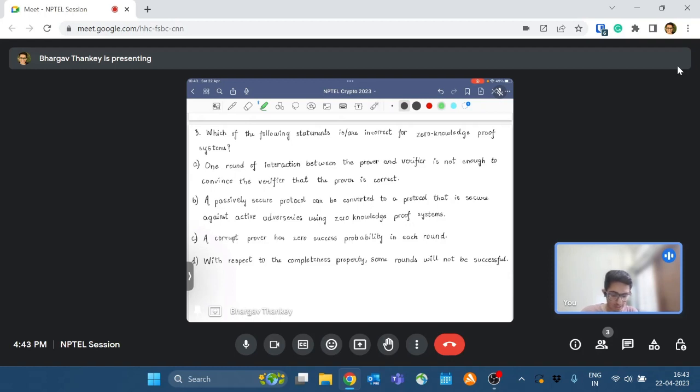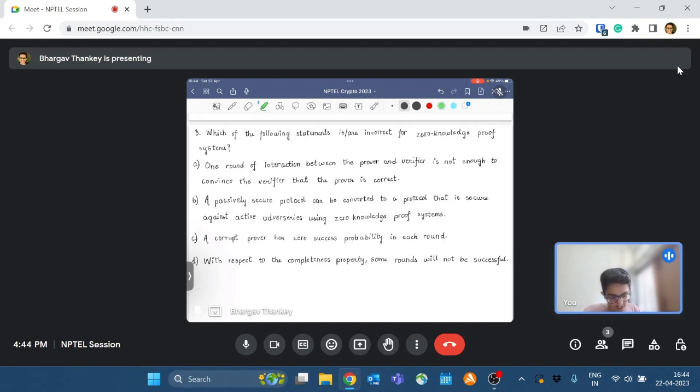What about option B? A passively secure protocol can be converted to a protocol that is secure against active adversaries using zero knowledge proof systems. This is true, and we saw this in class, right? So this is one of the motivations for studying zero knowledge proof systems. So B is also true, and so it's not an incorrect option.